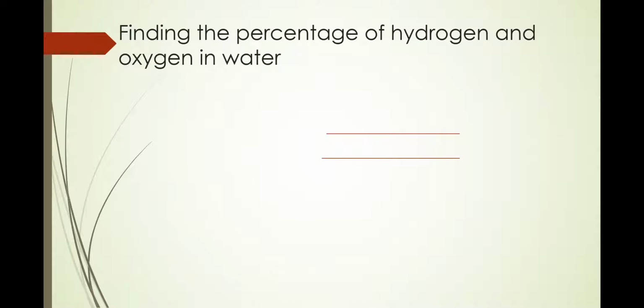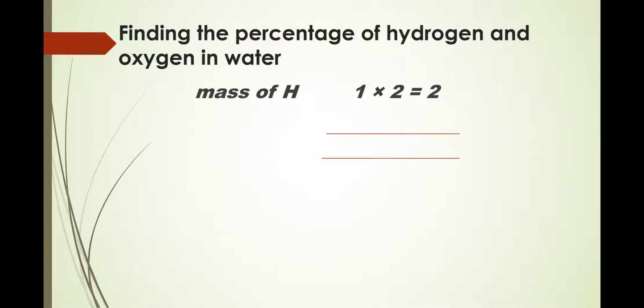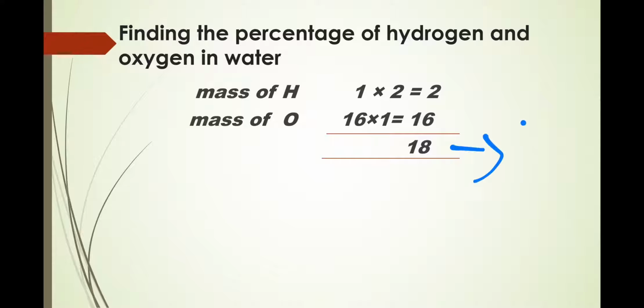In this question, we are going to find the percentage of hydrogen and oxygen in a water molecule. To find the total mass, you need to find the mass of the hydrogen atom first. So, hydrogen atoms in a water molecule, right? Here we have two atoms of hydrogen, so 2 into the atomic mass of hydrogen, 2. Oxygen atom, only one atom is there, so into the atomic mass of oxygen, 16. So the total mass of H2O is 18. This is the total mass.